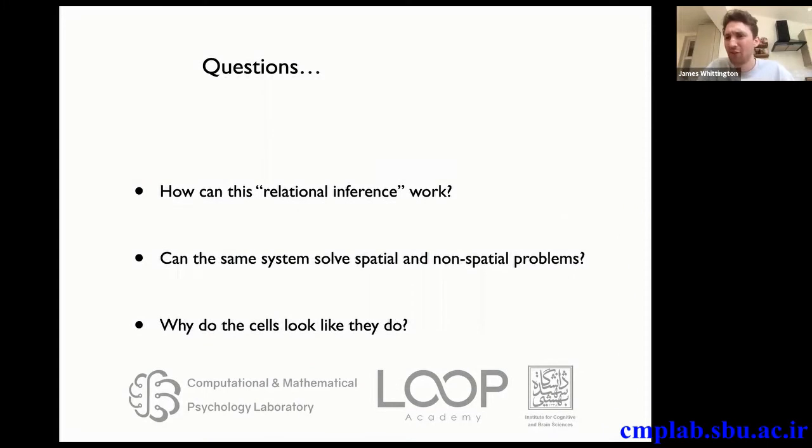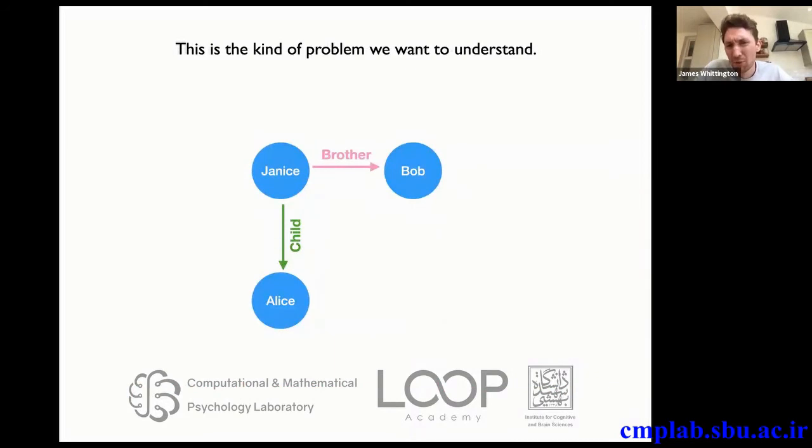Okay, so this raises a few natural questions. The first one is, how on earth does this relational inference work? And then how can the same system solve both spatial and non-spatial problems? And lastly, why do all those spatial cells we looked at before look the way they do? Okay, and so to begin along this quest, we're going to try to think about what the structure of this problem is that the brain is trying to solve. What is this problem of relational structural inference? Okay, so this is the kind of problem that we want to understand.